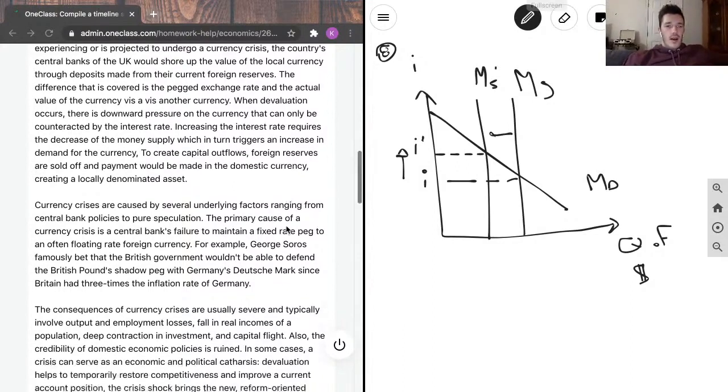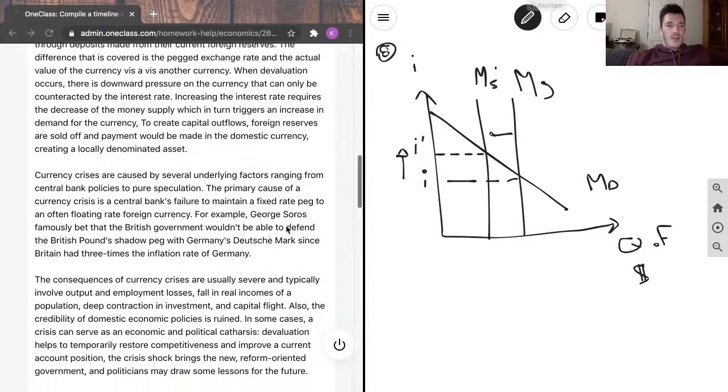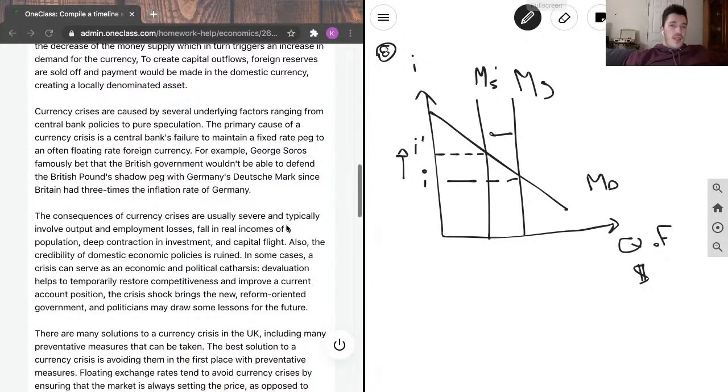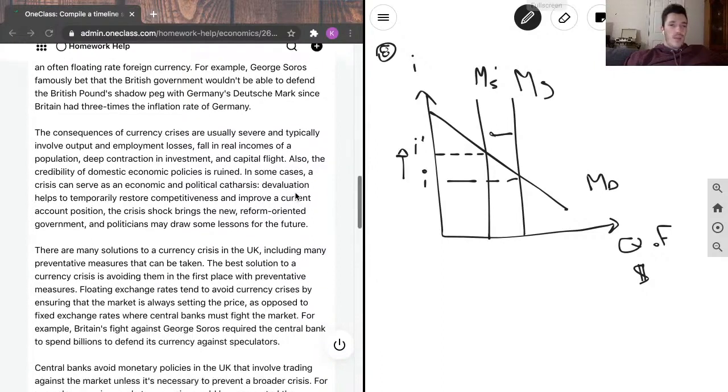Currency crises are caused by several underlying factors, ranging from central bank policies to pure speculation. The primary cause of a currency crisis is a central bank's failure to maintain a fixed rate peg to an often floating rate foreign currency. For example, George Soros famously bet that the British government wouldn't be able to defend the British pound's shadow peg with Germany's Deutschmark, since Britain had 3 times the inflation rate of Germany.